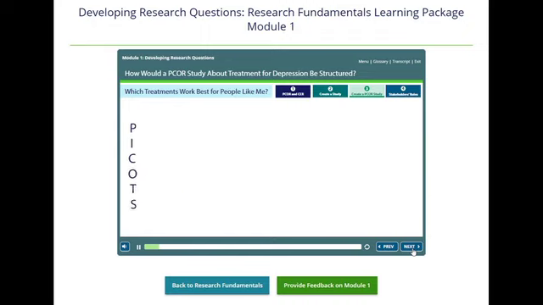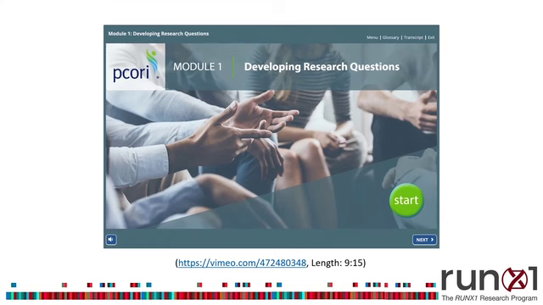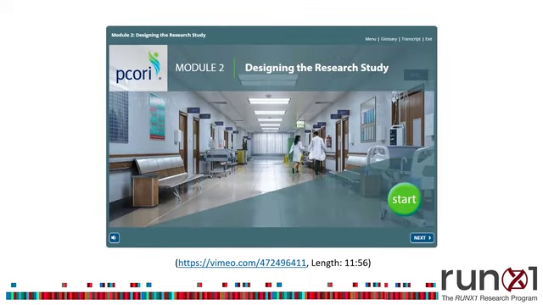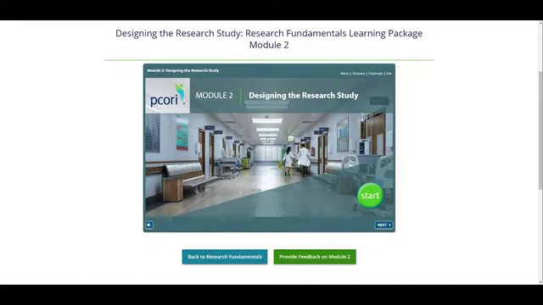Now, let's see how all the pieces add up. We just walked through the main parts of a study at a glance using PCOTs. Now we have complete research questions that the team can use to plan the study. Stakeholders contributing to a patient-centered outcomes research study can shape each element of PCOTs. Now, welcome back to our training. We'll go on to Module 2, Designing the Research Study.